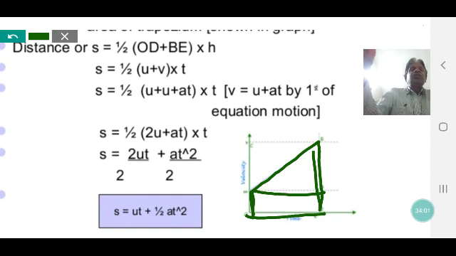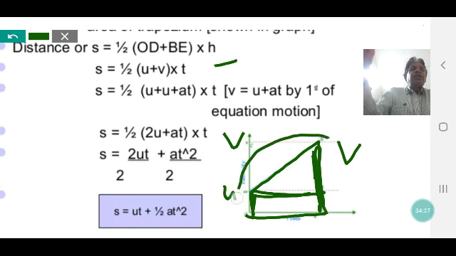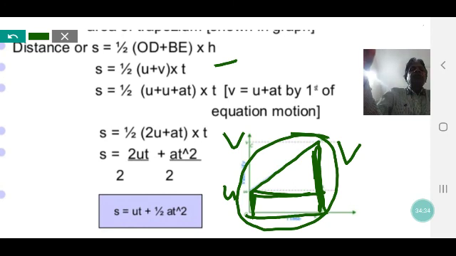Now distance S is equal to, now what is the area of a trapezium? It is half into the sum of the parallel sides, and the distance between them is H. H is represented by time, and OD is represented by U here, and this value is represented by V here. Now we can easily find the area of a trapezium under the velocity time graph. Now S is equal to half into V plus U into T.